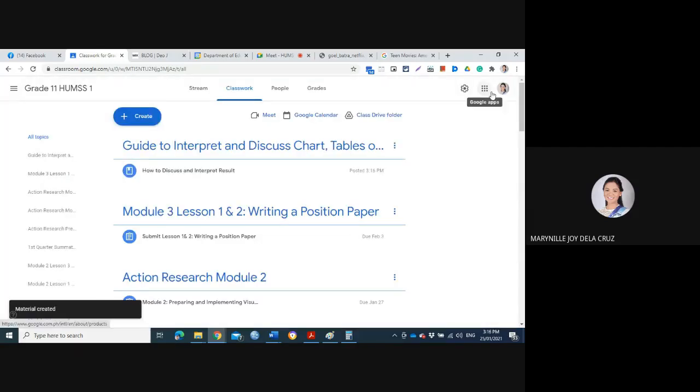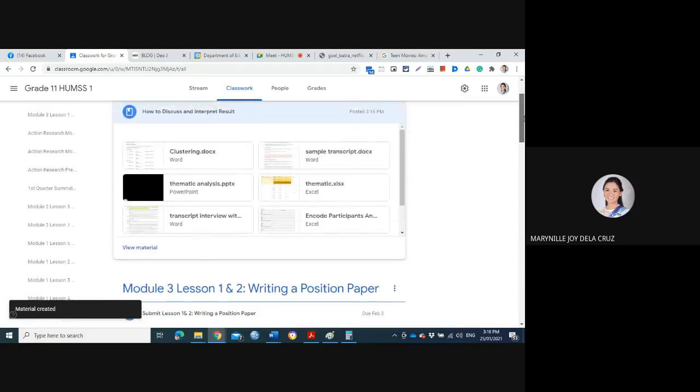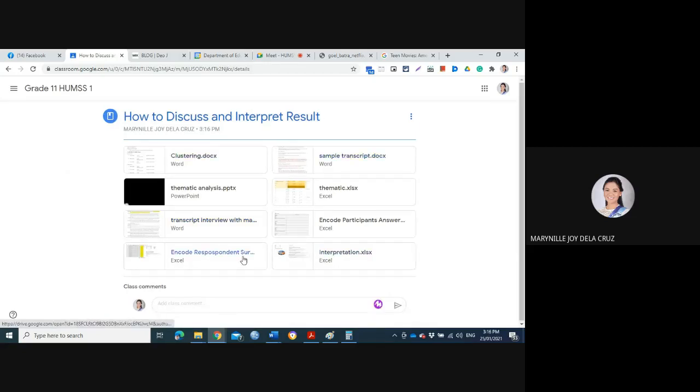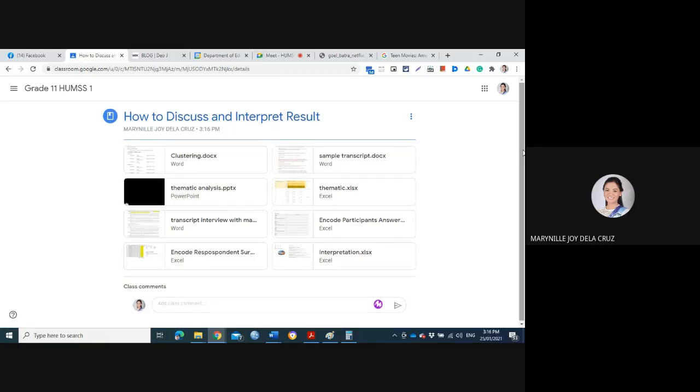So all you need to do is either download all the files that can be found in our Google Classroom for the different examples on how to conduct thematic analysis, how to encode the participants, how to do transcription, how to do the codings and clusterings using thematic analysis, and of course, how to encode also using the questionnaire. So good luck, and I am expecting your answer this week, and we will check your answers.